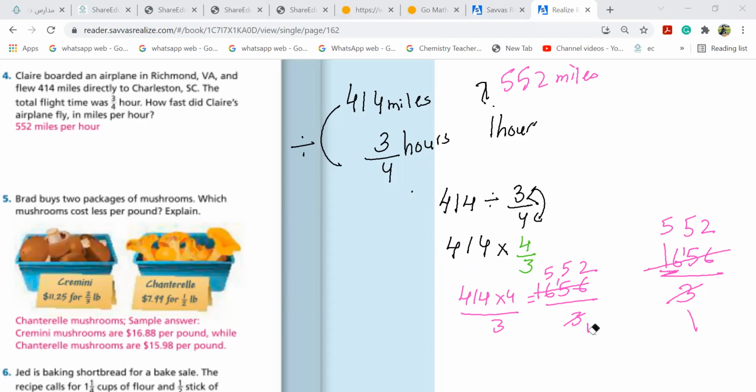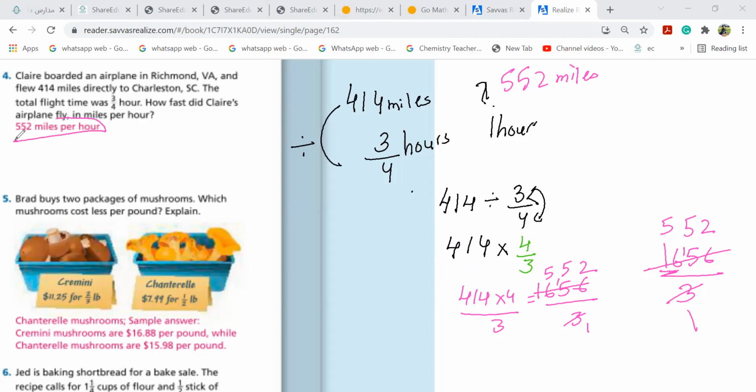So I divide 1656 by 3. Why do you divide it? Because you see here, Malak, the question. So you get 552. You will write in the answer 552 miles per hour. Write down here 552 miles per hour.